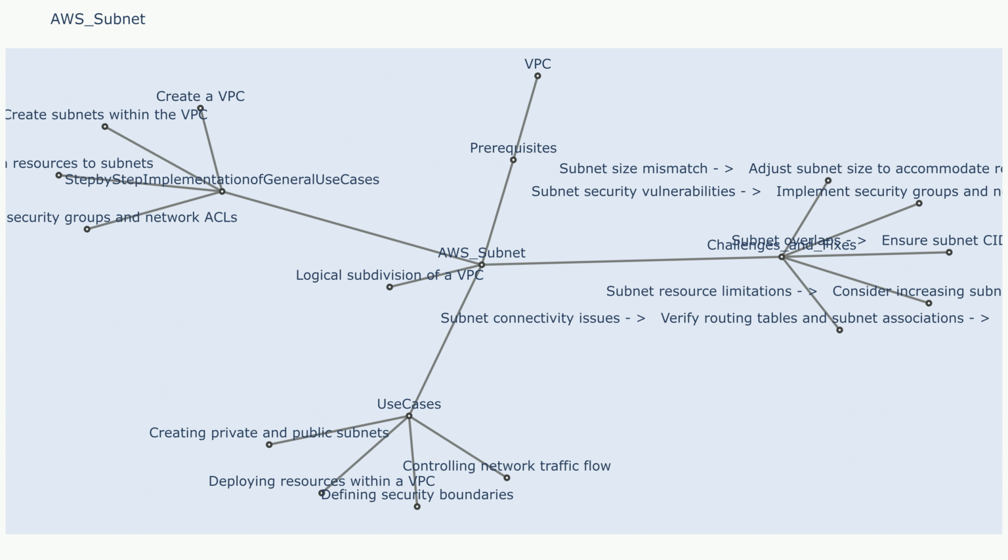You can increase the subnet size by modifying the CIDR block, or create additional subnets within the VPC to distribute the resources across multiple subnets.